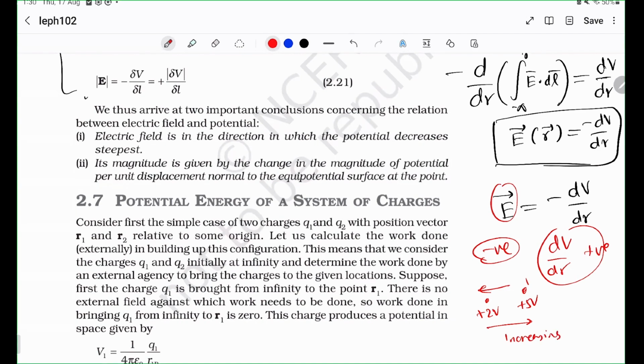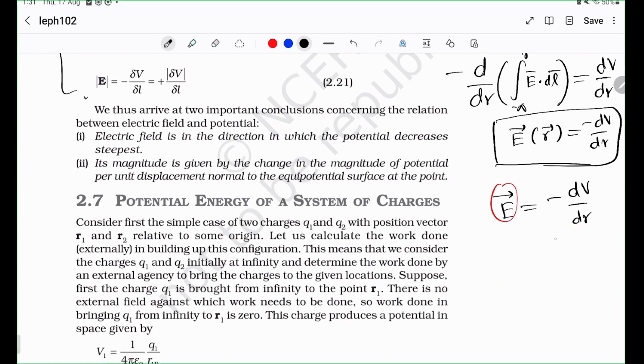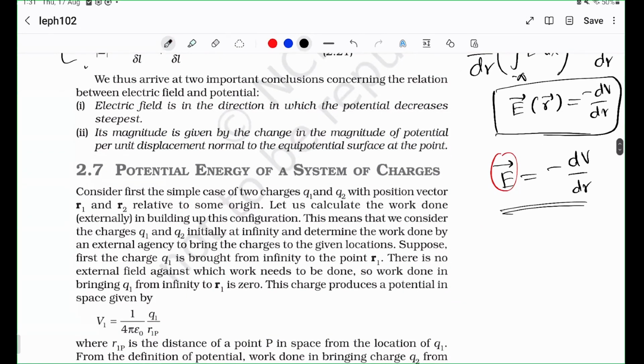And this makes sense if you think about it. The reason the electric field is here is because it's going to decrease the 5 volts to 2 volts, right? Whatever charge you keep here, the electric field is going to take it from 5 volts to 2 volts. That is why this potential is 5 volts, right? So you can use that to convince yourself that this equation is actually correct. Makes sense, right? So there you go.